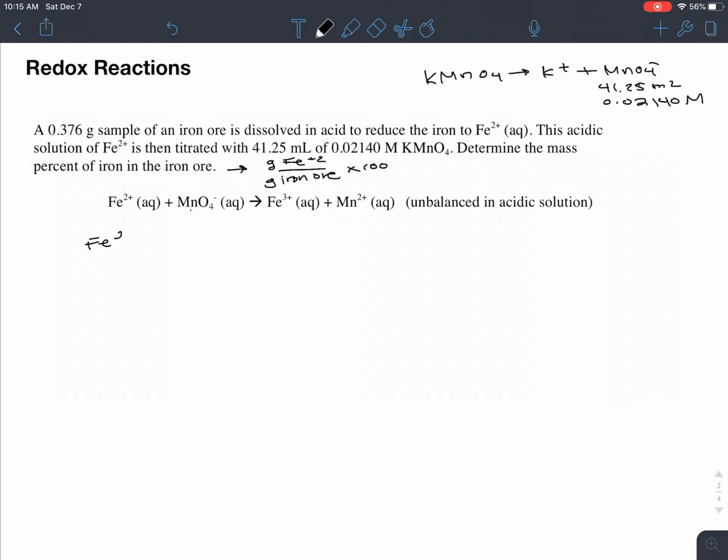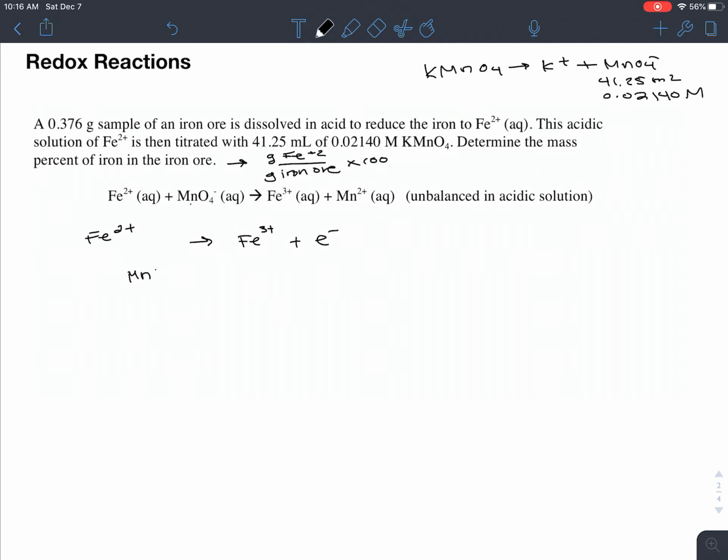So if I just take my iron 2+ to my iron 3+, what's happening? From 2 to 3, I became more positive, so I lost an electron. Iron and iron, there's both one of them, so that's balanced now. Then I look at my permanganate.